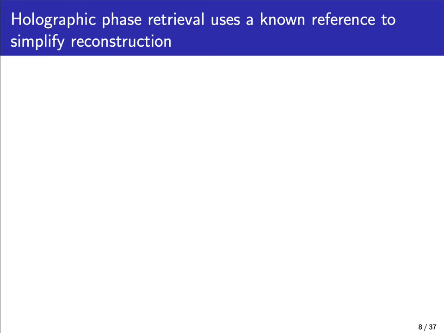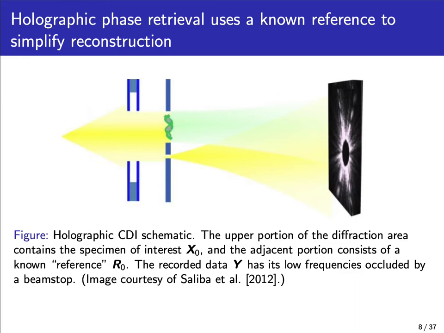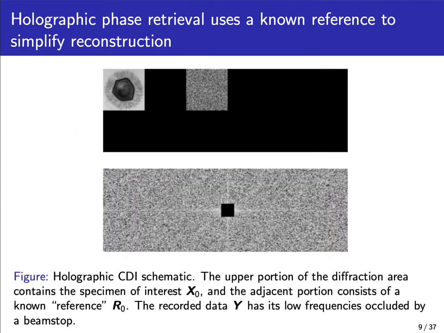And the experimental answer to this problem is holographic phase retrieval. And here you're going to use a known reference object to simplify reconstruction. So this is actually a completely different physical setup. As before, we're going to diffract some sort of waves through a specimen, but next to it, we're going to place a known reference object. And these two, the unknown and the known objects, their diffractions are going to interfere in your measurements. And we can represent this as follows.